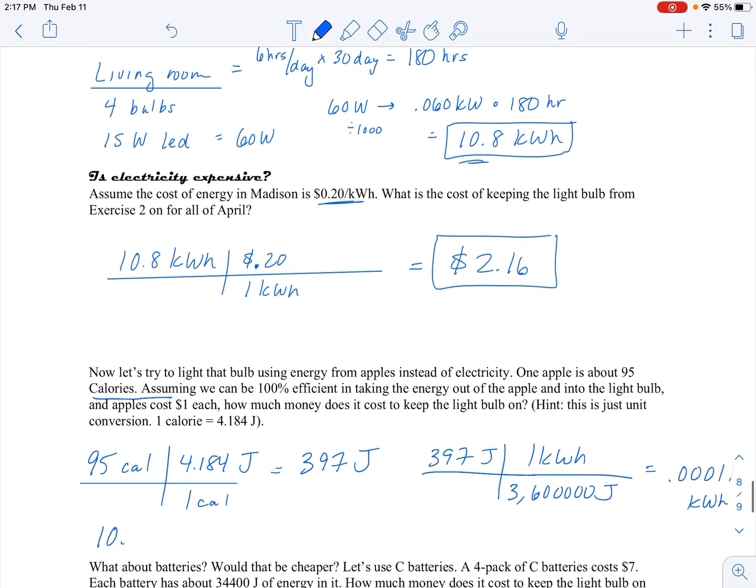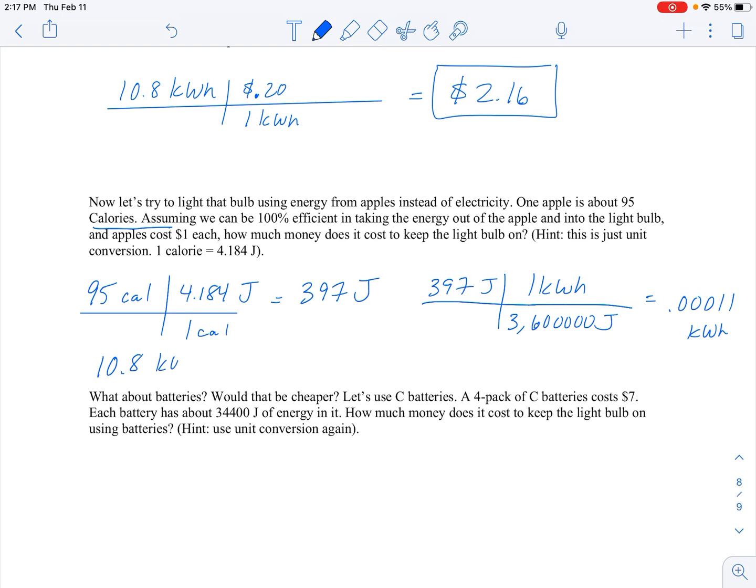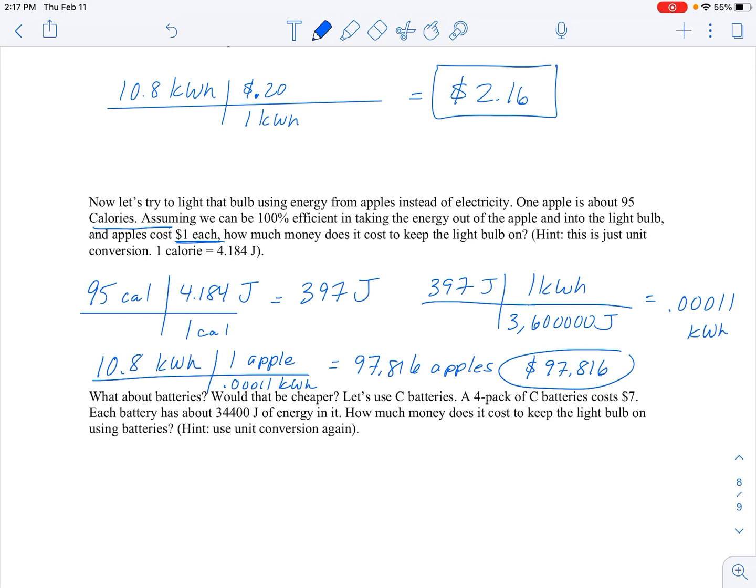Going back up here, I need 10.8 kilowatt hours. 1 apple is 0.00011 kilowatt hours. So I'm going to divide 10.8 by that number. And I get, oh my gosh, 97,816 apples. And if each apple is $1 each, that is a lot of money. We are lucky that we're not lighting our homes with apples.